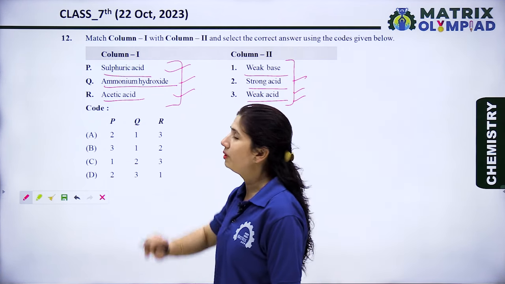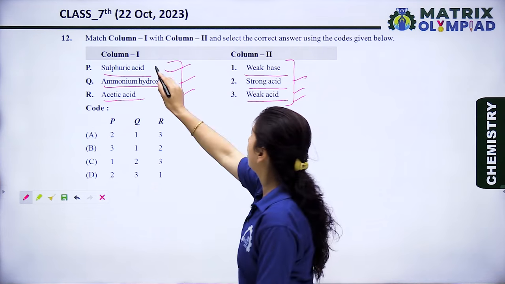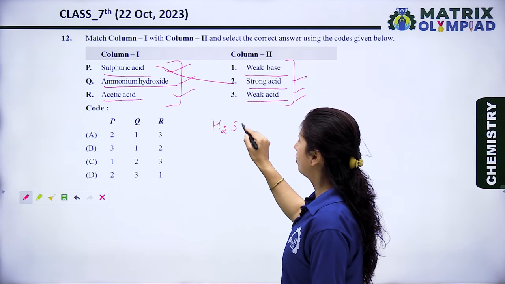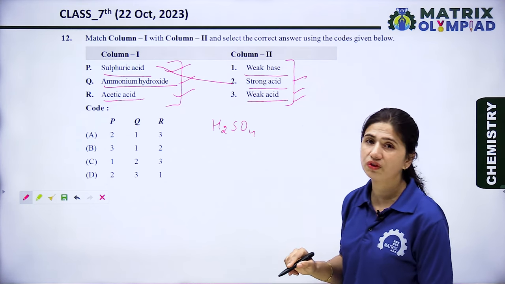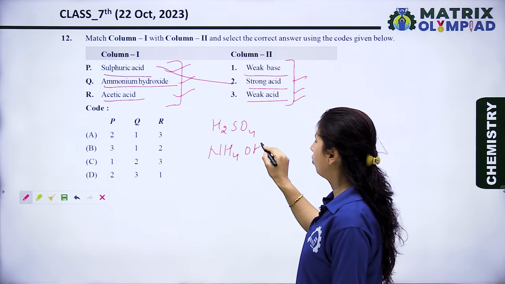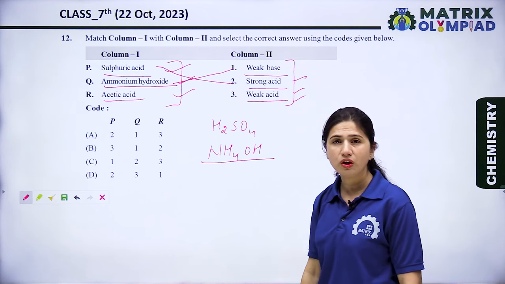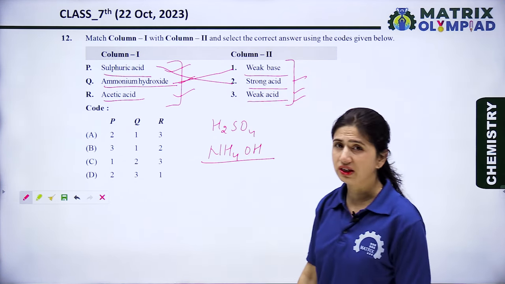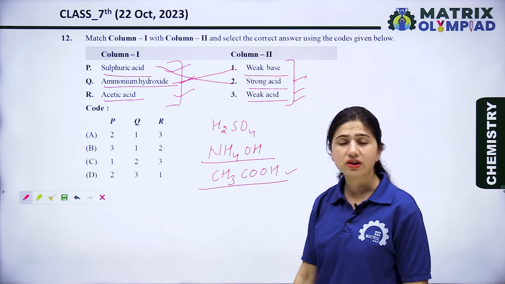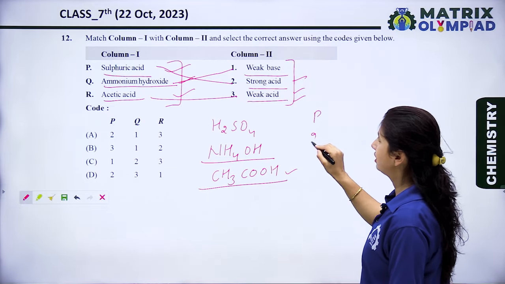So let's see the option P, sulfuric acid. We know that sulfuric acid, H2SO4, is a strong acid which releases H positive ion very easily. So sulfuric acid matches with the second option, strong acid. Next is ammonium hydroxide, NH4OH. Ammonium hydroxide is a weak base. So option Q matches with the first option. And last is acetic acid. The formula of acetic acid is CH3COOH. Acetic acid is an organic acid which is generally present in vinegar. So R matches with the third.